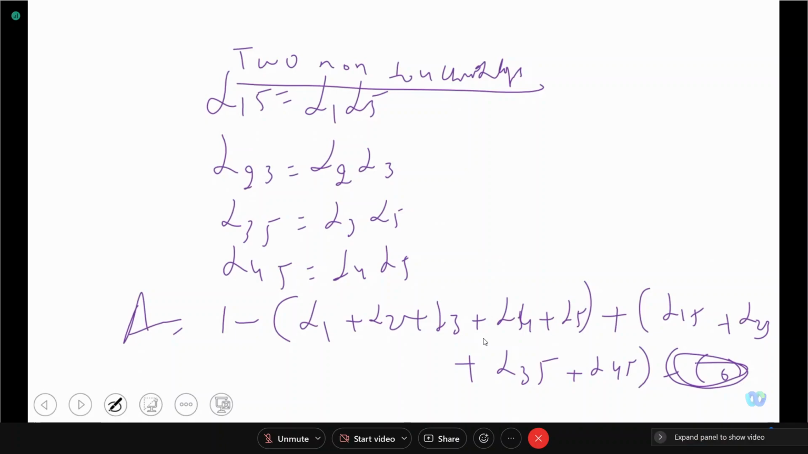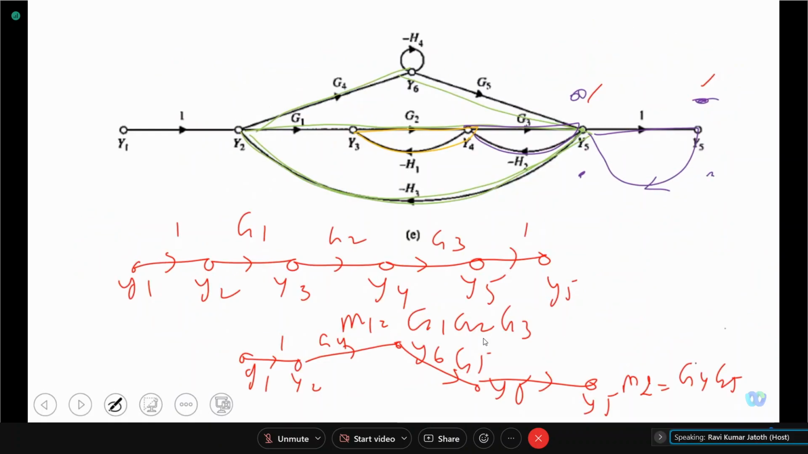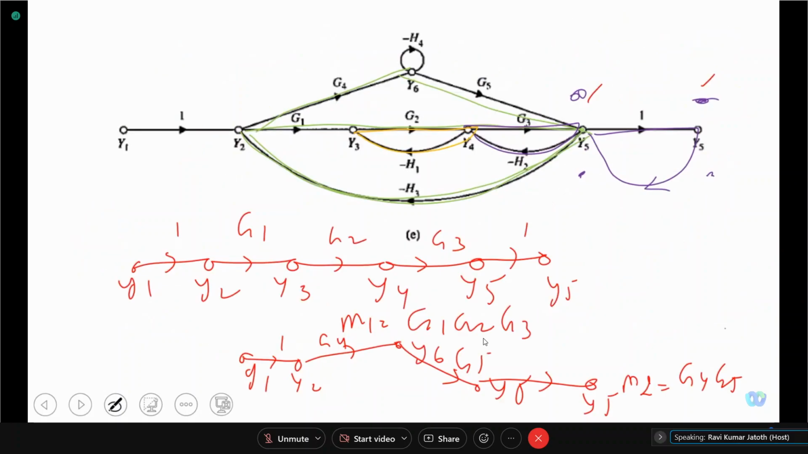Up to this point is clear, everyone? Yes, sir. So next, what is the next part? The transfer function is M1 delta 1 plus M2 delta 2 by delta. We got M1, we got M2, we got delta. Our remaining part is delta 1. So what is delta 1? This is for the first forward path.